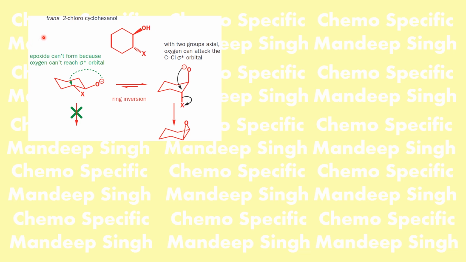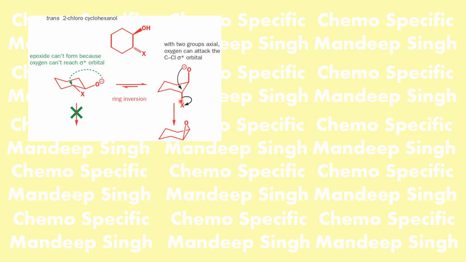For example, here I'm taking an example of trans-2-chlorocyclohexanol. So here what we have is a chloro, and this is trans. For the trans, these are the two conformations that are possible, and we clearly know that the epoxide cannot form in this one, because this oxygen cannot reach the sigma star orbital of this C and X. And we know for such an attack to take place, both these orbitals have to be anti-periplanar to each other.